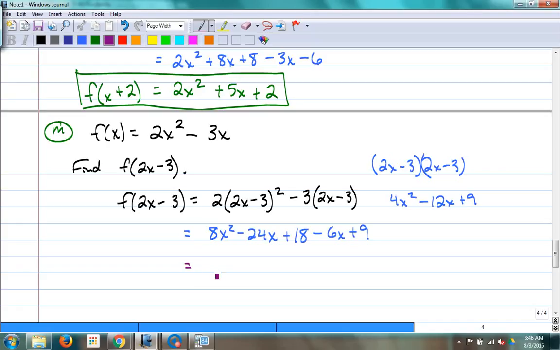So let's put the like terms together. So we got 8x squared, negative 24, negative 6, negative 30x, and then 18 and 9, 27. And there is our f of 2x minus 3.